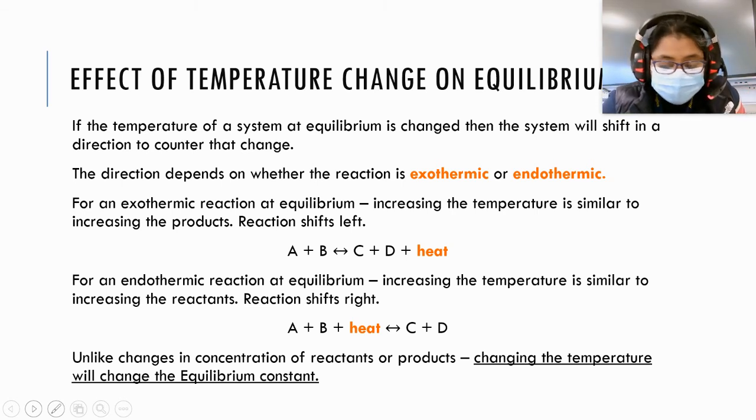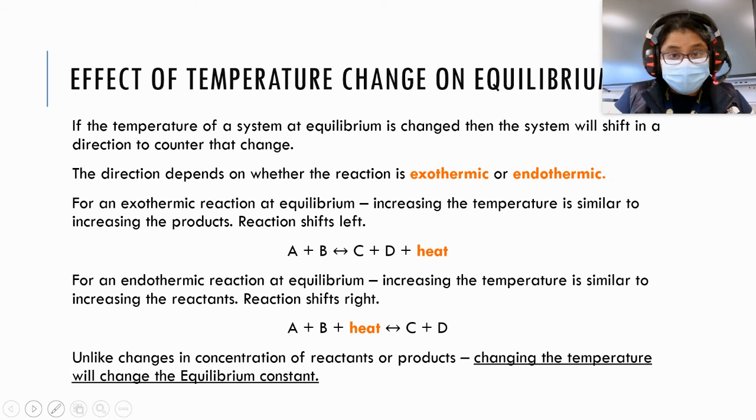The effect of temperature change on equilibrium. Now, you have two types of reactions. You have exothermic ones and endothermic ones. So you should think about the thermal energy released or absorbed as either a reactant or a product. If thermal energy is released in a reaction, you should think of it as a product. And if it is absorbed, like the net amount, if it's an endothermic reaction, you should think of that thermal energy as a reactant.